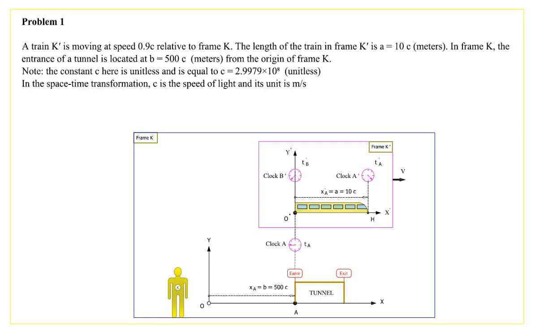In frame K, the entrance of a tunnel is located at b equals 500 c meters from the origin of frame K. Note, the constant c here is unitless and is equal to 2.9979 times 10 to the power of 8. In the spacetime transformation, c is the speed of light and its unit is meter per second.